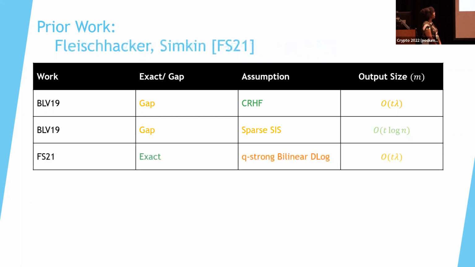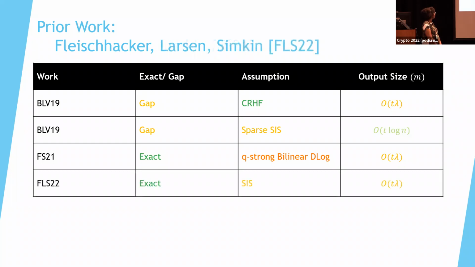After we have this work by Fleshhacker and Simpkin, which introduced the first exact Hamming property preserving hash construction. It was based on this new assumption called the Q-strong bilinear discrete log assumption that was introduced in that same work. More recently, we have this other exact Hamming construction from Fleshhacker, Larson, and Simpkin that was based on a more standard assumption such as SIS.